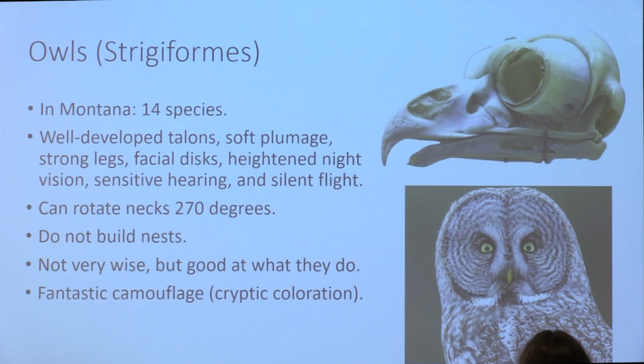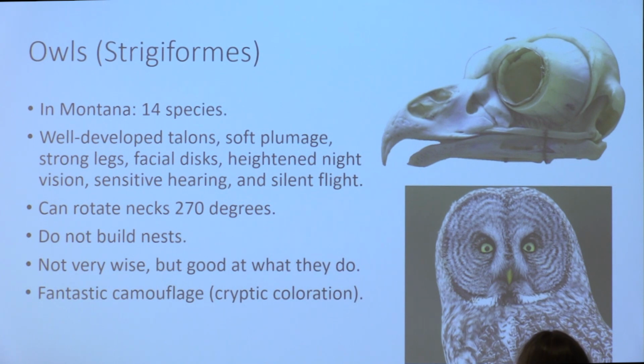So we have 14 species in Montana. They are defined by well-developed talons, really soft plumage, strong legs, and facial discs, which kind of act like a satellite disc when it comes to their hearing. They have excellent hearing, excellent night vision, and completely silent flight.